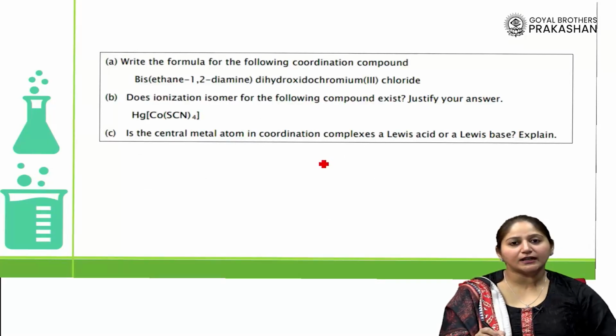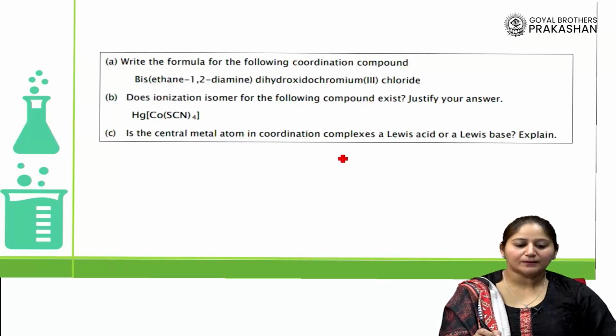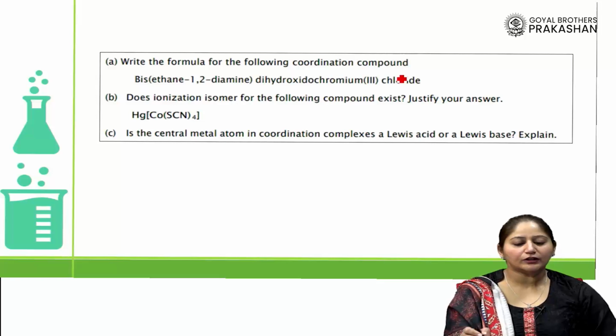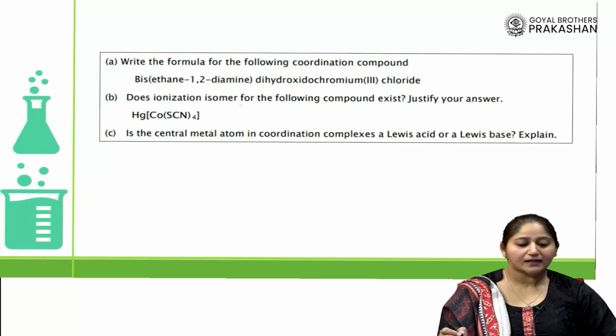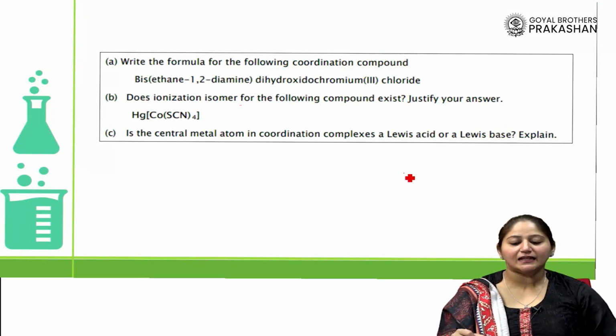Then this is the question given from the sample question paper. Write the formula for the following coordination compound. Here you have to write the formula for the IUPAC name given. Then the question is from isomerism. The third one is whether they are Lewis acids or Lewis bases. As you can see, it is a 3 marker question.